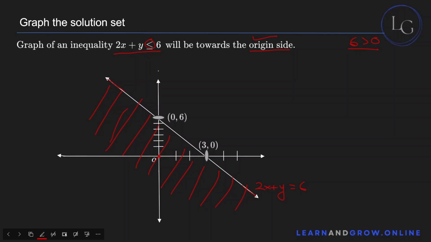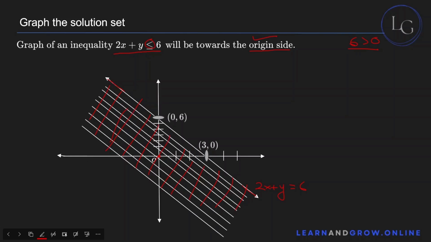You could have shaded on this side as well, but that is not towards the origin, that is away from the origin. And so yeah, this is how you find the graphical solution of an inequality.